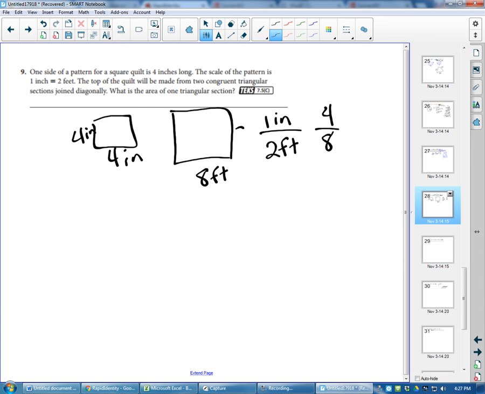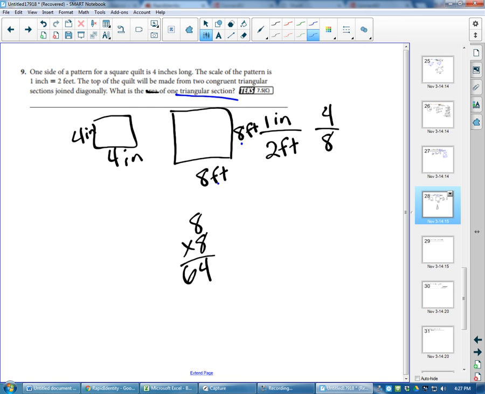Okay. And then it talks about area. So the area of a square that's 8 by 8. 8 times 8 is 64. Why 8 times 8? Because area of a rectangle is base times height. But then it doesn't actually care about the square.